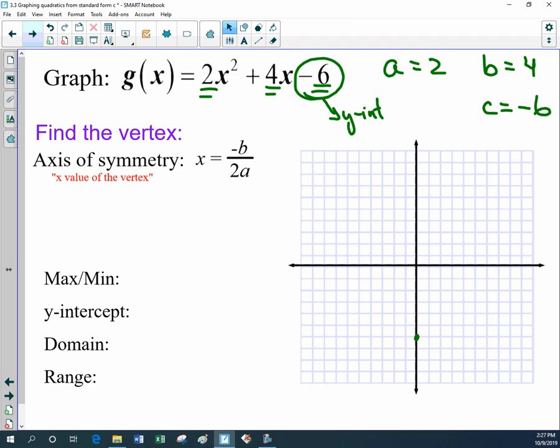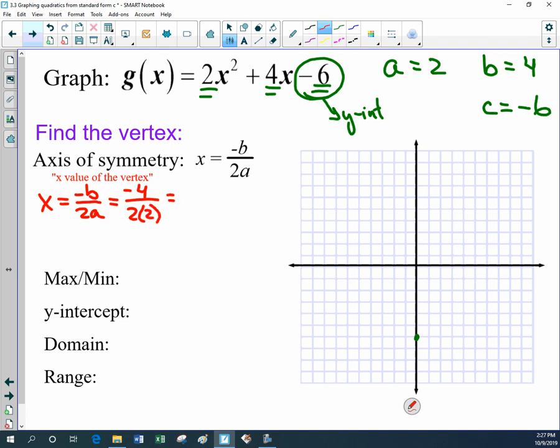So we're going to find x: opposite of b divided by 2a. Opposite of b would be -4, and then divided by 2 times a. So 2 times a would be 2 times 2. So we have -4 divided by 4, which is -1. So our vertex is going to be at -1.